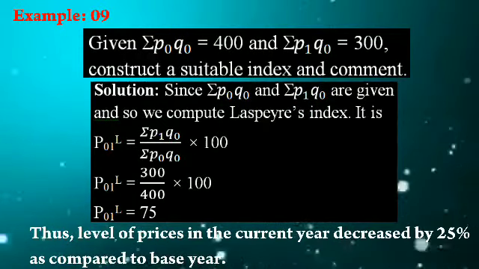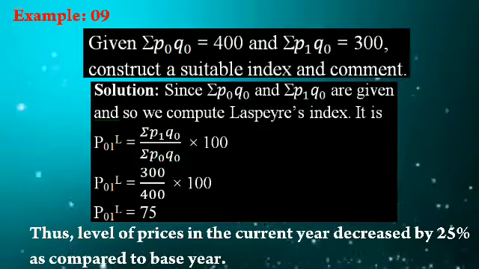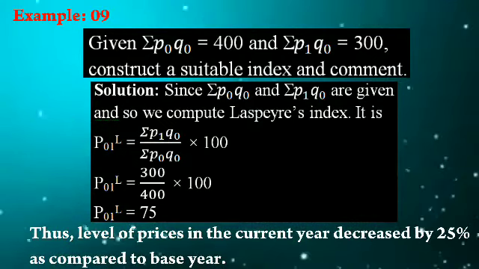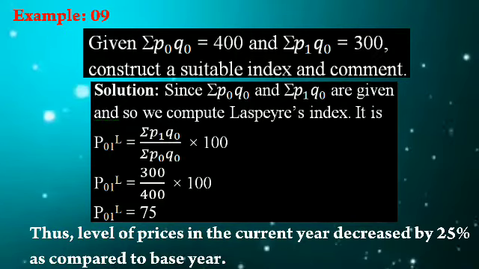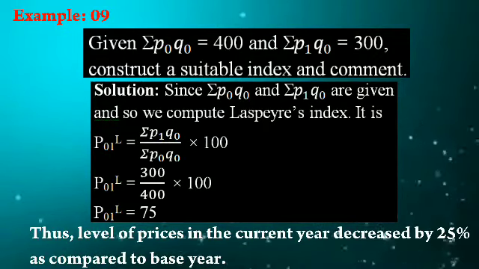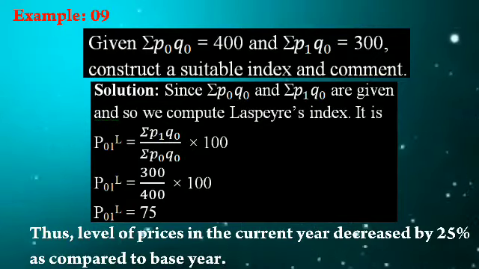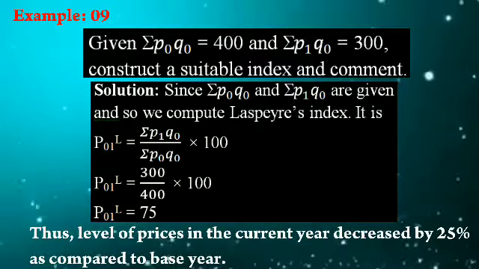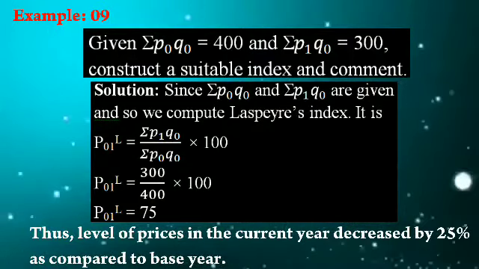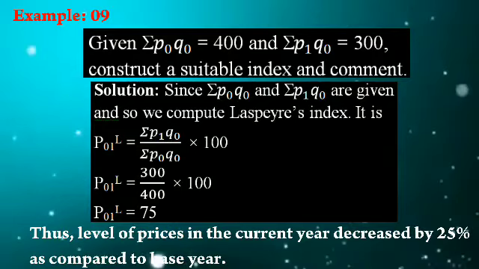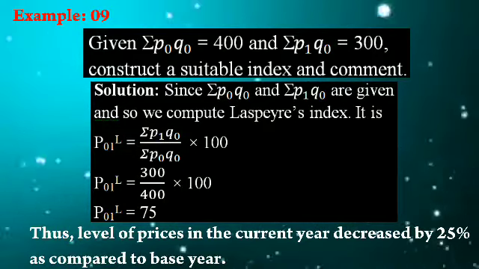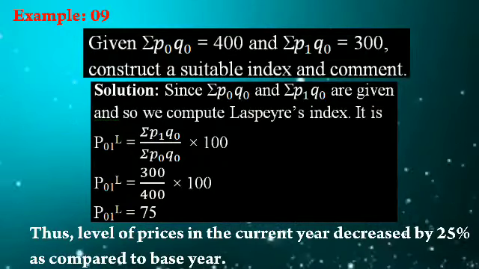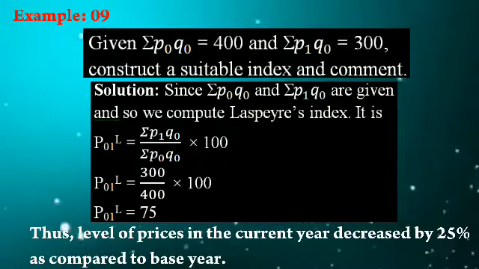As you all know, if the index number is greater than 100, we say that the price values in the current year are increased by a certain percent. And if the index number is less than 100, the price values are decreased by a certain percent. Here the answer is 75. If you subtract 75 from 100, 100 minus 75 will give you 25. So there is a decrease of 25% in the prices of the current year compared to the base year, right?